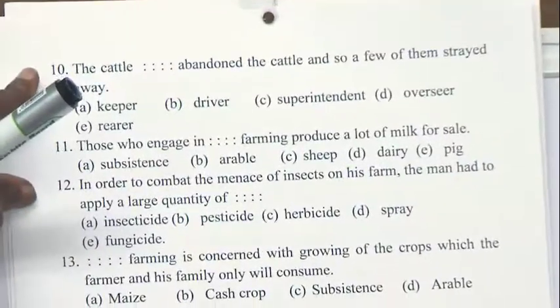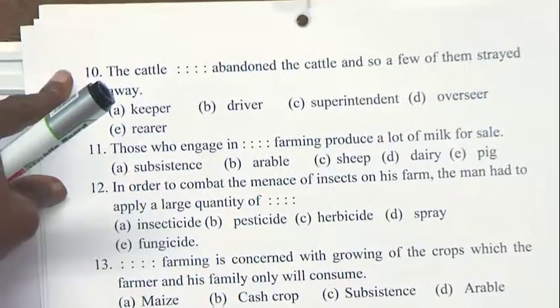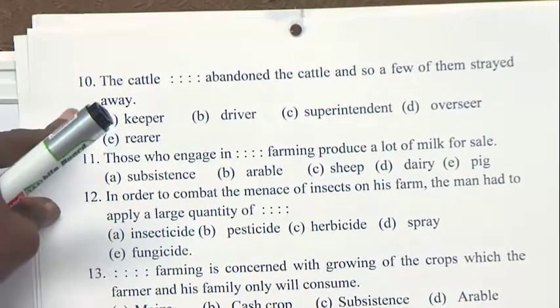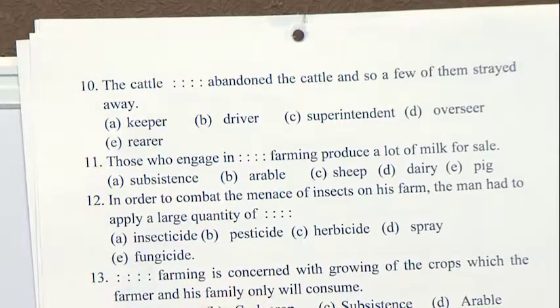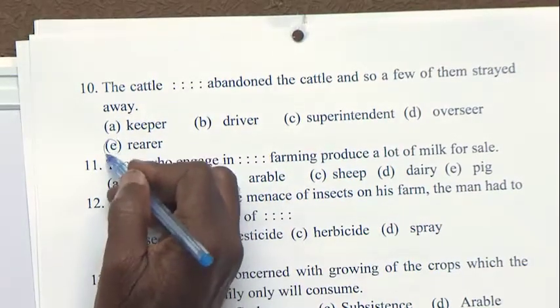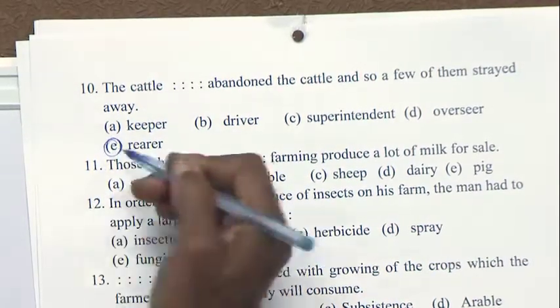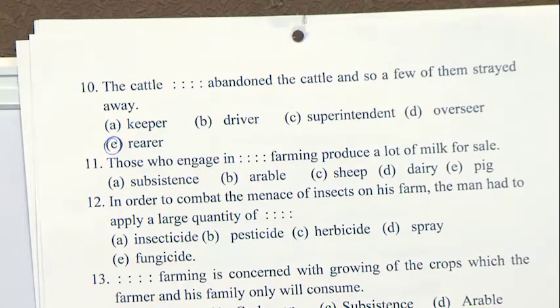Let's look at some other ones. The cattle rearer abandoned the cattle, and so a few of them strayed away. Cattle what? What do you call them? Cattle rearer. They rear cattle. Those who follow the cattle to graze, to feed on the grass or something, that's the rearer.